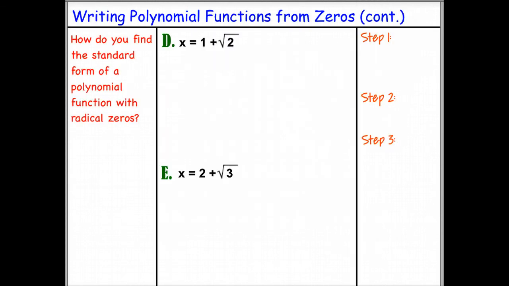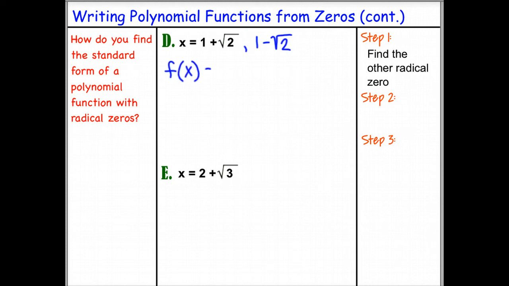Looking now at what happens if we have radical zeros. It's the same case in that we're going to find the other radical 0. If we have 1 plus the square root of 2, our other 0 is going to be at 1 minus the square root of 2. So if we were to write this out in factored form, we have x minus 1 plus the square root of 2, and times x minus 1 minus the square root of 2.